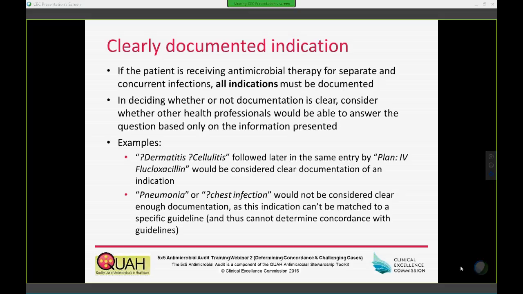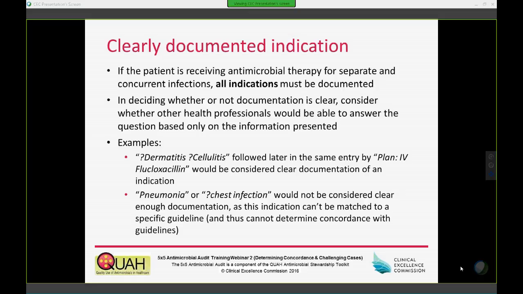If we look at a couple of examples, say a patient was admitted with a skin condition, and at the time that the antibiotic was prescribed, they thought it might be dermatitis or it might be cellulitis, and then later in the same entry there was a plan for IV flucloxacillin. This would be considered clear documentation as an indication, because you can see that the IV flucloxacillin has been started because we think that the patient may have cellulitis, or the prescriber thinks that.